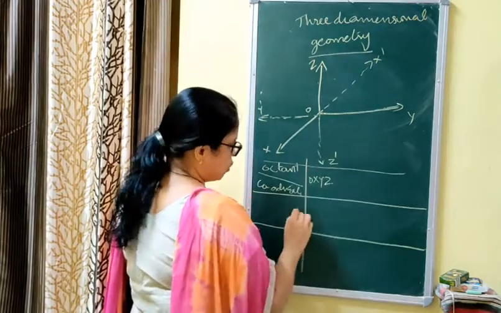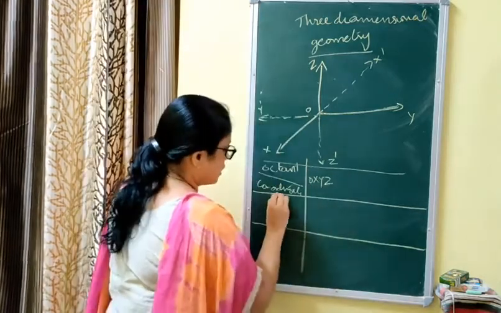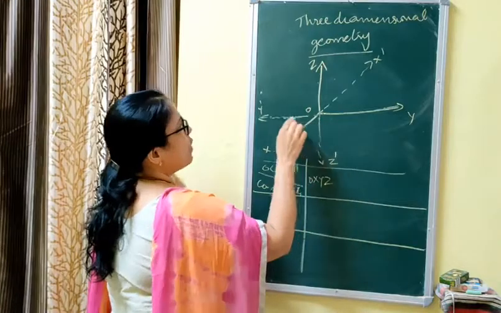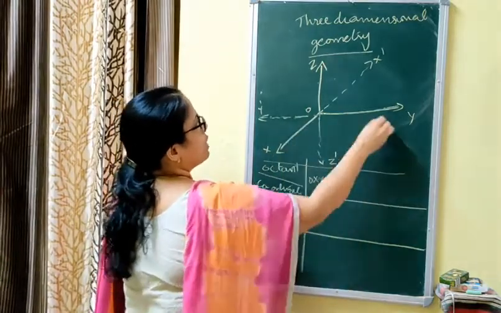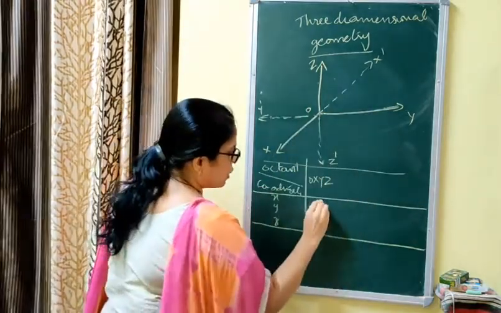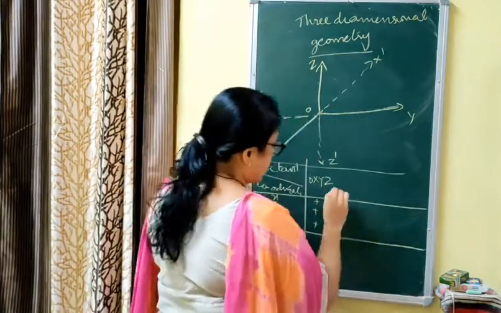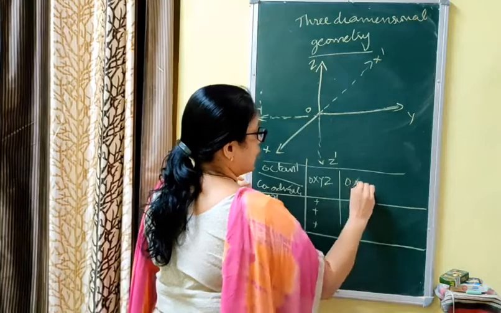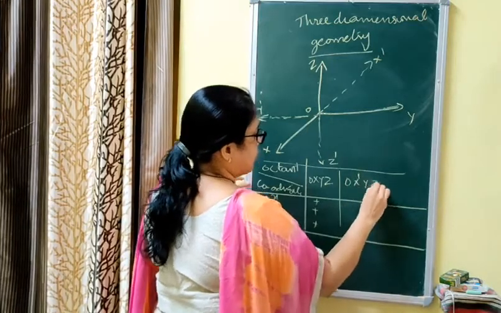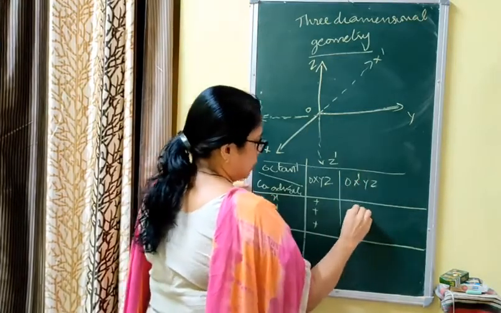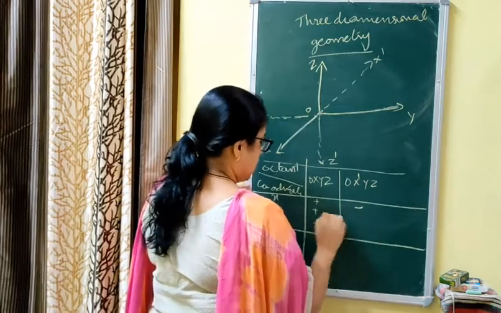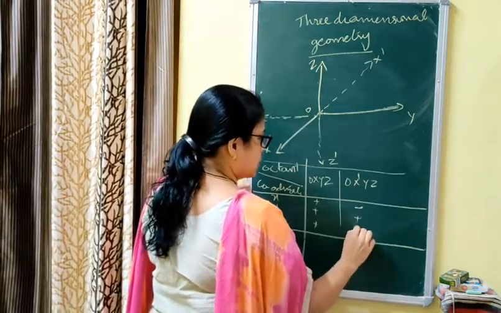In OXYZ, all are positive. Then what is the sign of X, Y, Z? In the OXYZ octant, all are positive. So the X coordinate is of positive sign, Y is positive sign, Z is positive sign. Next, let us take OX dash Y Z. X dash means negative, that is, the negative of X is minus X. So X is minus, again plus and plus.